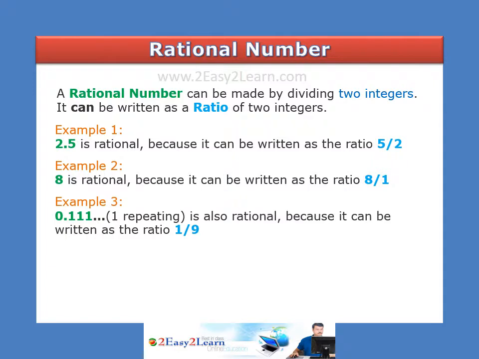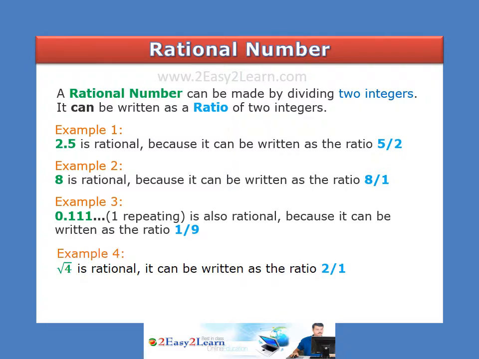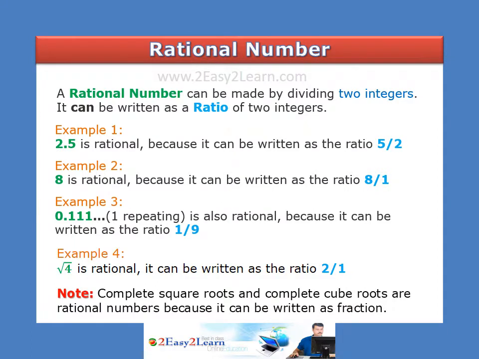Example 3. 0.111 is also rational, because it can be written as the ratio 1/9. Example 4. Square root of 4 is rational, it can be written as the ratio 2/1. Note, complete square roots and complete cube roots are rational numbers because they can be written as fractions.